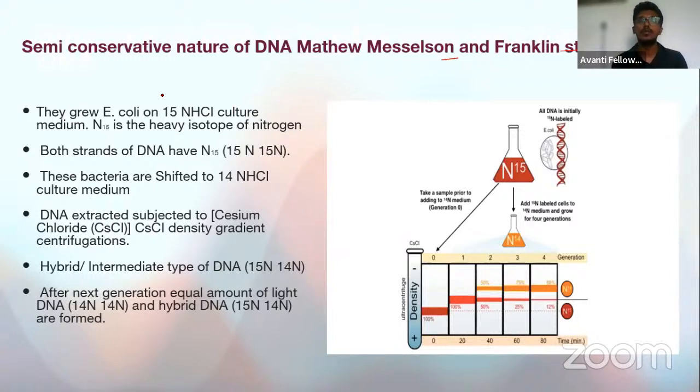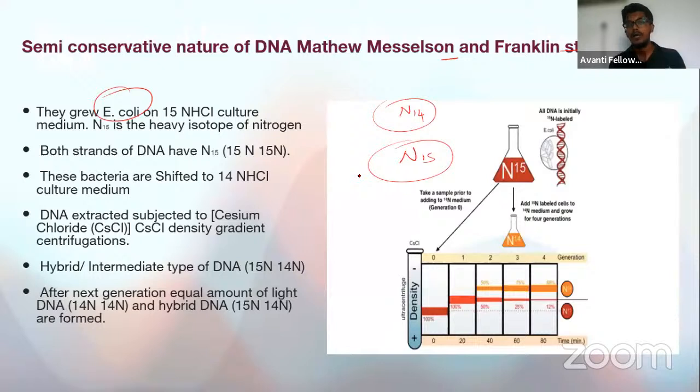So what they did was, they decided that we can grow bacteria. Which bacteria did they choose? They chose E. coli, and they thought, I can grow E. coli using two different types of media, containing the lighter isotope and the heavy isotope of nitrogen. What is the meaning? The normal nitrogen that we see in our environment is N14, correct? Whereas they chose another media which contains a heavier isotope, that is N15 nitrogen.